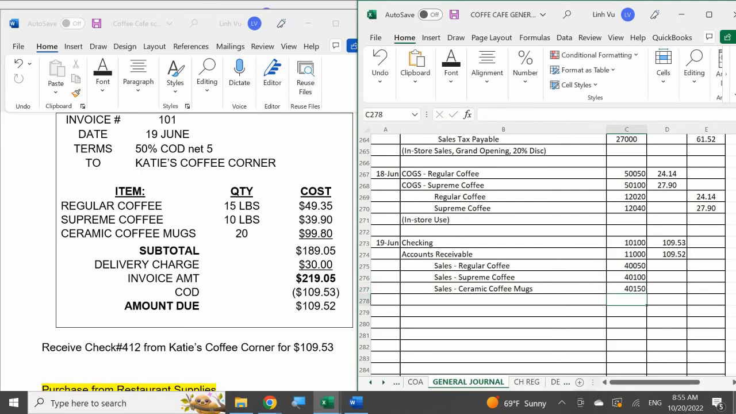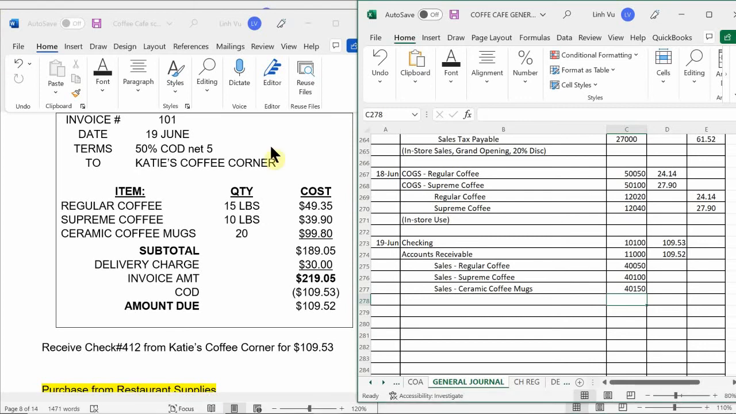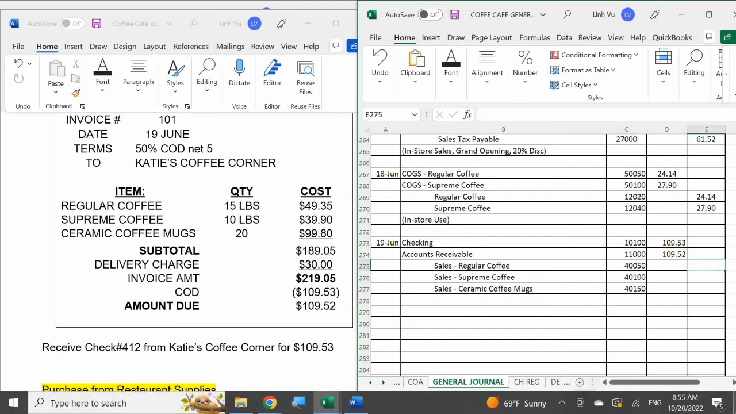Okay. Now, how much did each of those cost me? 49.35 on the regular, $39.90 on Supreme, and 99.80 for the mugs. Right. And you said we also have to record the delivery charge, right?